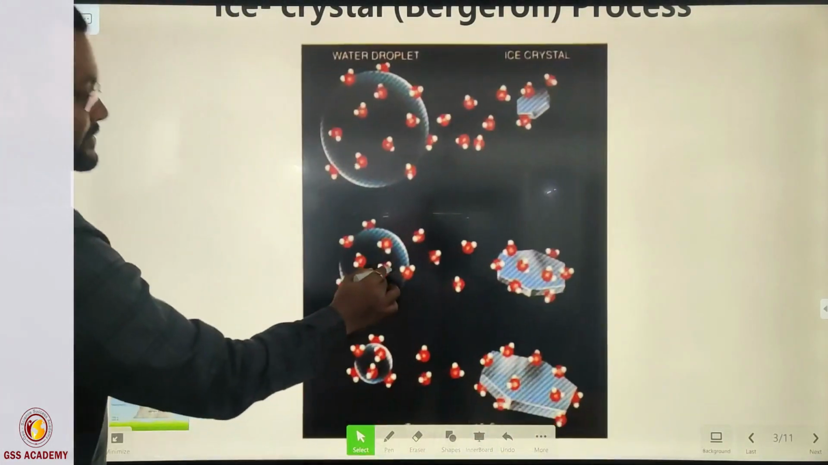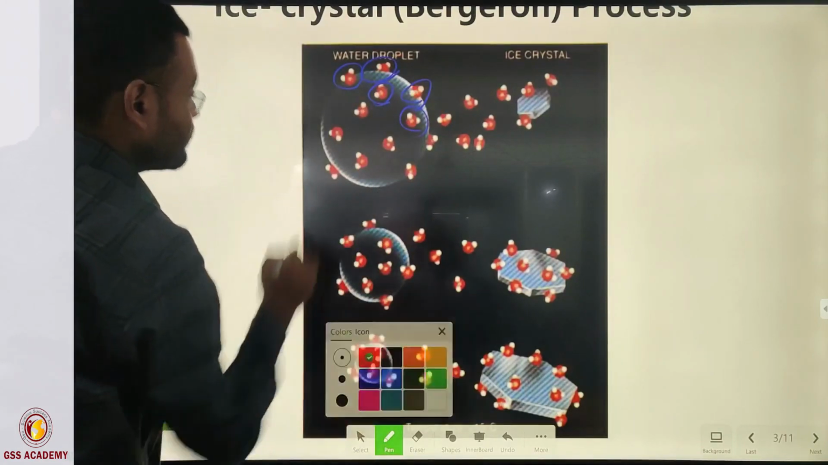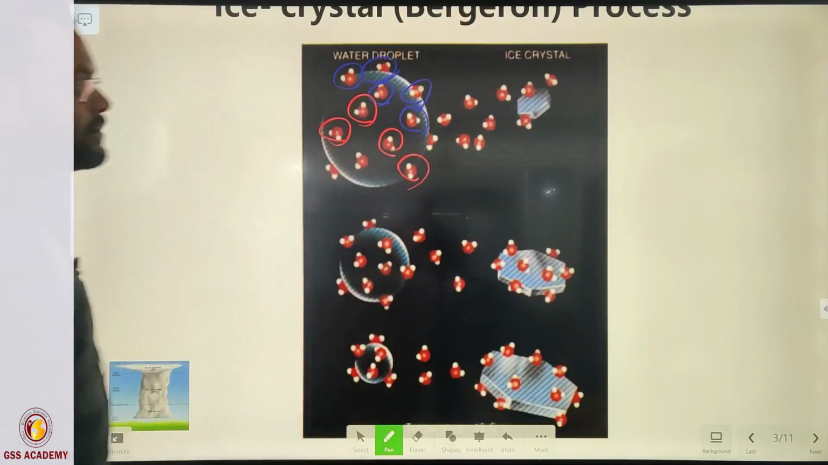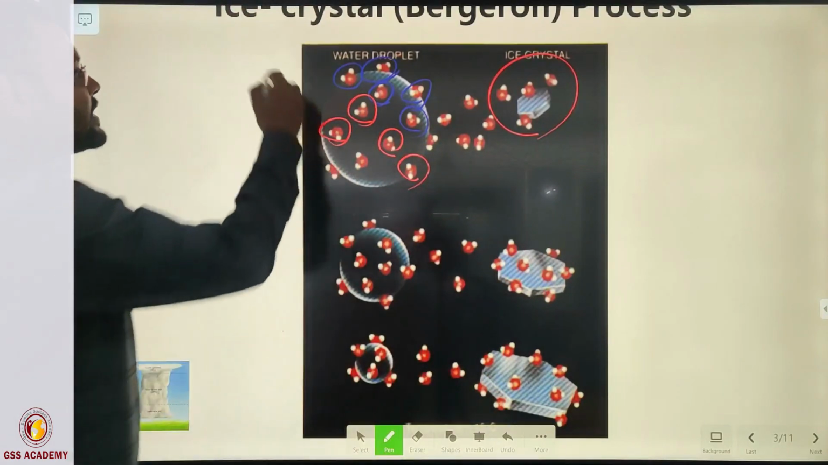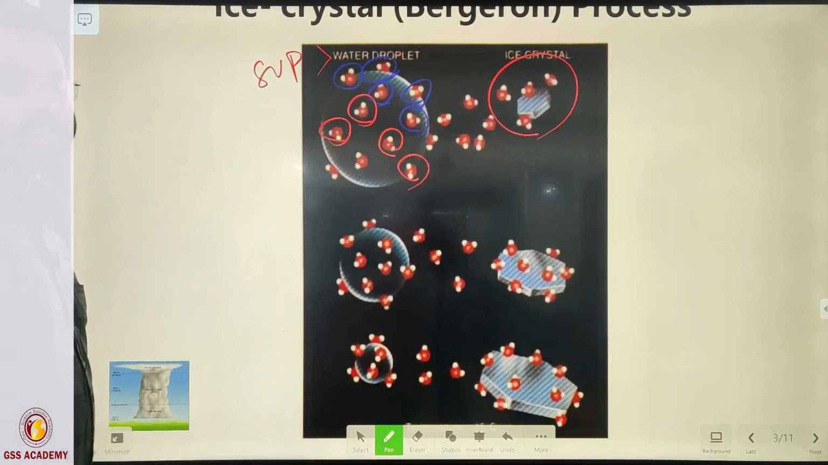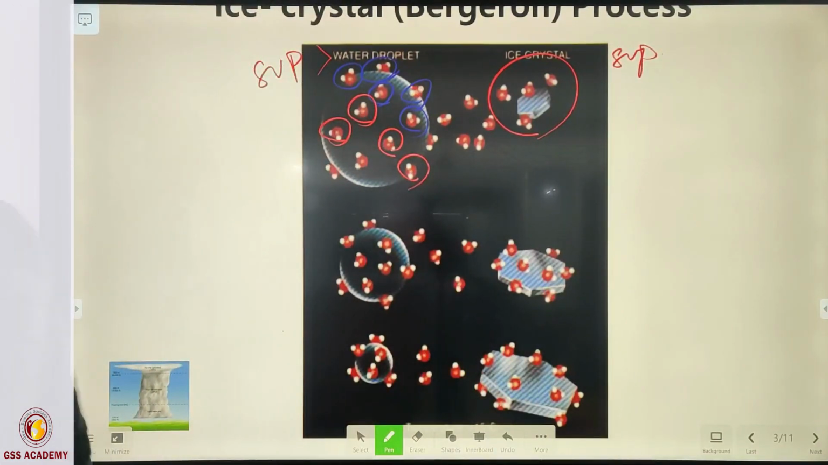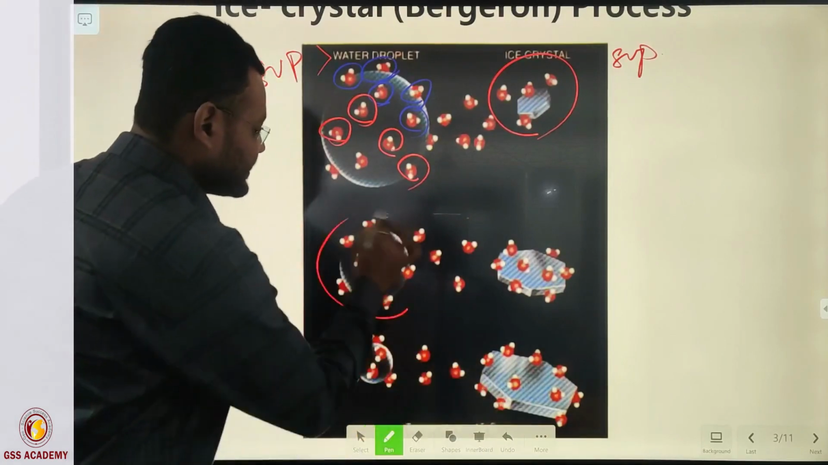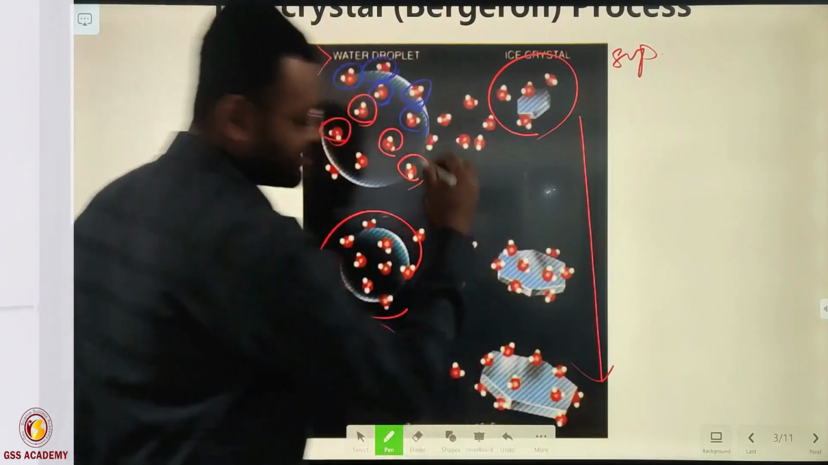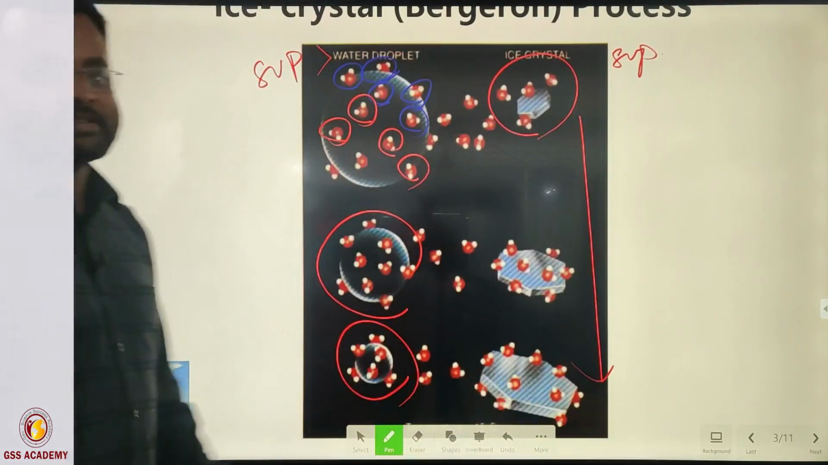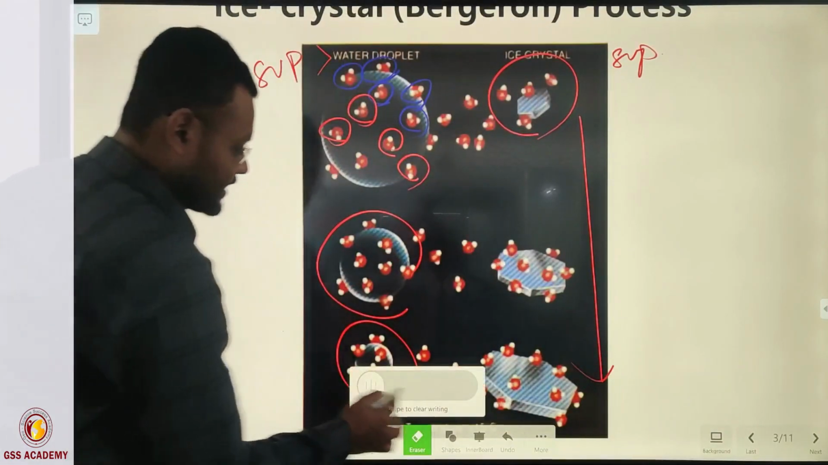For the Bergeron process, you can see there exist more water vapor molecules directly over the liquid droplet in comparison to above the ice crystal. That means the saturation vapor pressure is relatively higher over the liquid water in comparison to the saturation vapor pressure over the solid ice, and gradually the size of the liquid water is decreasing, whereas the size of the ice crystal is increasing. That means in the Bergeron process, the ice crystal grows at the expense of the liquid water.